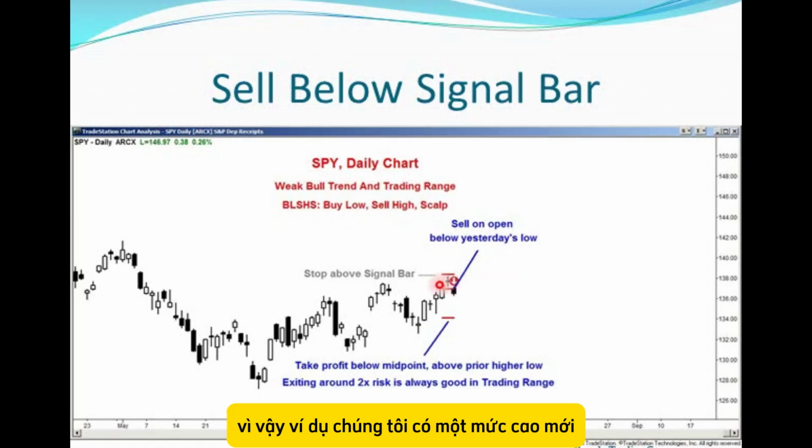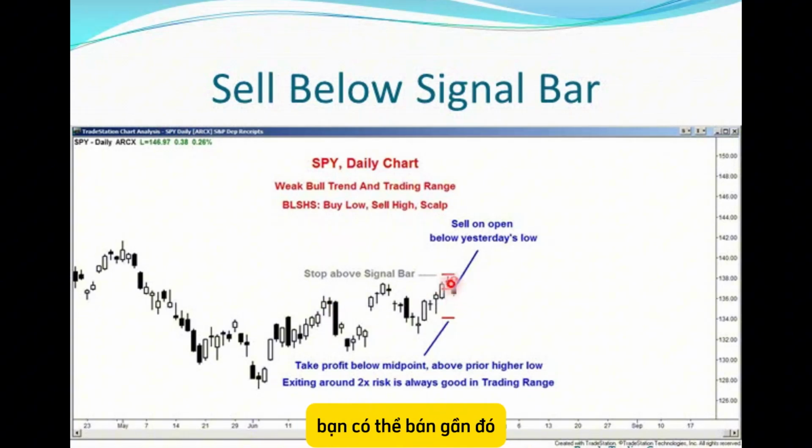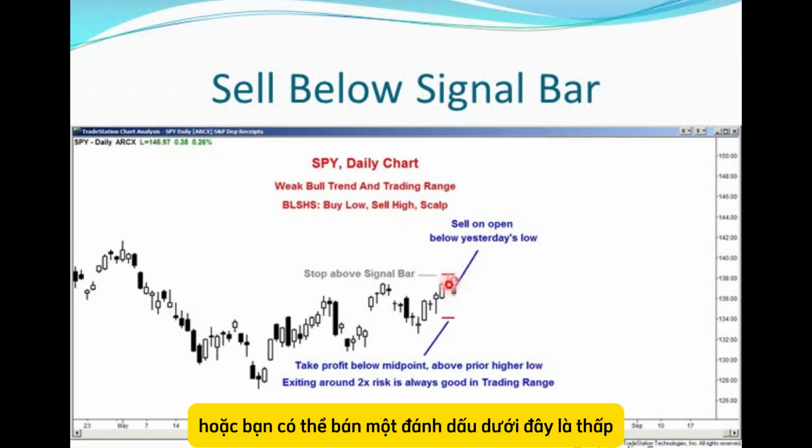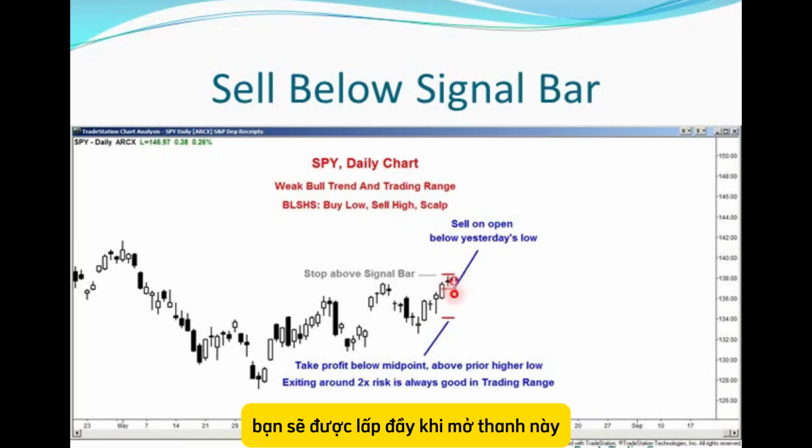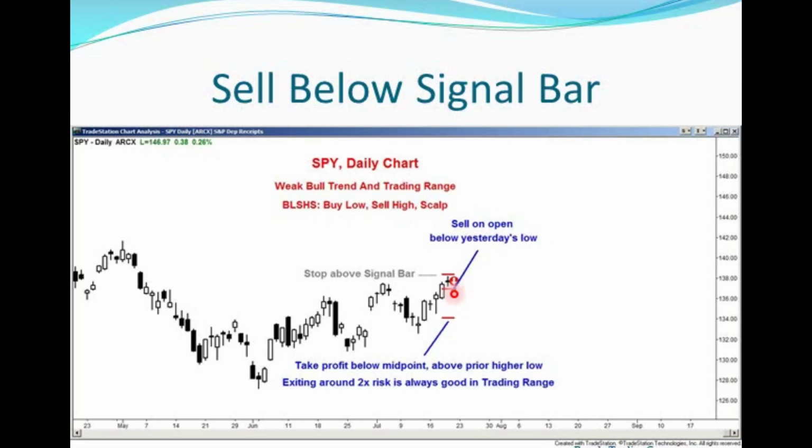So for example, we have a new high. See, every new high, it reverses. New high, reverses. Bear bar, reverses. A new high, bear bar, reverses. New high, bear bar, probably is going to reverse. You could sell that close, or you could sell 1 tick below its low. You would be filled on the open of this bar. This is a daily chart.